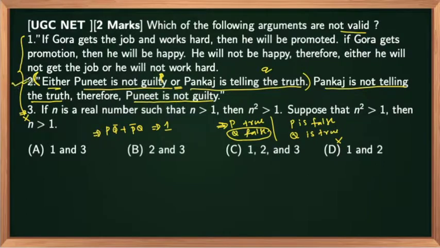So 2 is correct. We are asked to find out which of the arguments are not valid, right? So B should be wrong, C should be wrong. So the answer should be 1 and 3. You can use the same idea to show that 1 is not valid. So the answer should be 1 and 3.